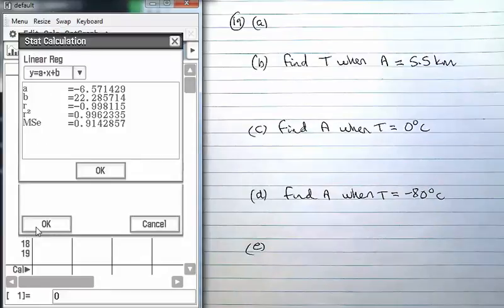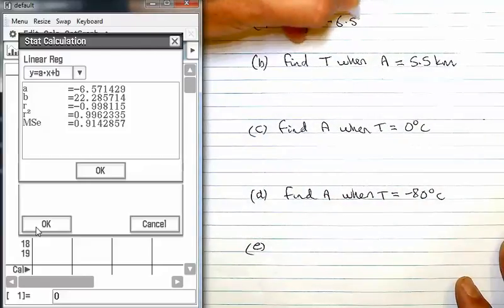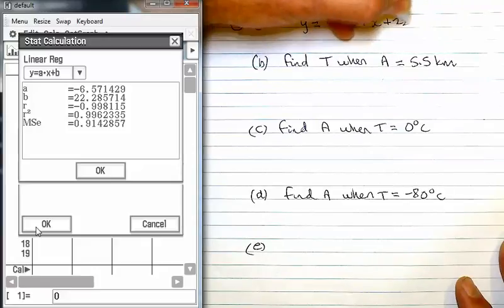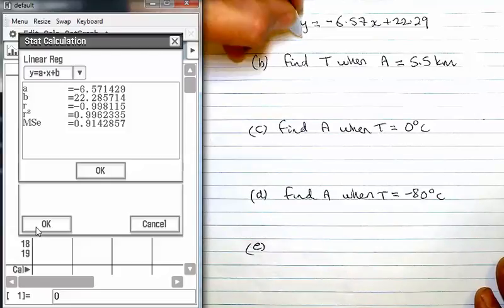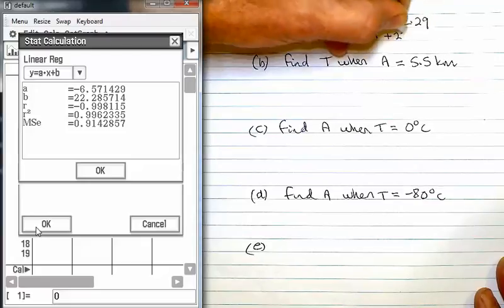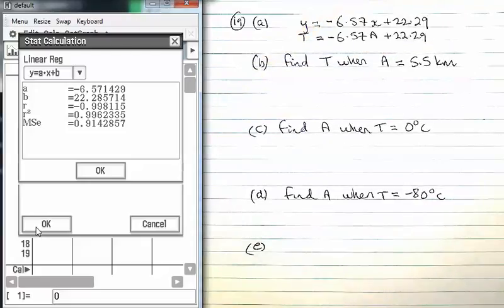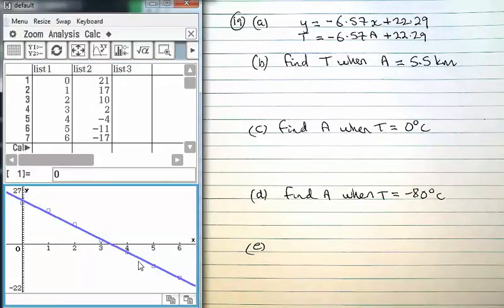At this point in time, it's usually more convenient to write this down. So I've got y is equal to negative 6.57x plus 22.29. Please notice that we're not working in x's and y's, but t's and a's. Let's have a look at the graph. See there, the equation line of best fit, a nice linear fit, it looks pretty good.